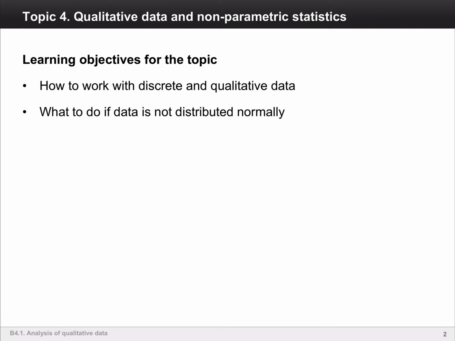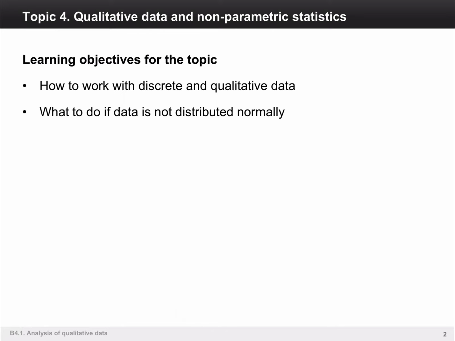The first lecture, which we are going to learn in this learning sequence, is about how to analyze qualitative data and discrete data. So far, we've been working only with quantitative values. Now it's time to talk about qualitative values. Okay, and then the next and last learning sequence in this block will be devoted to analysis of bad data, so to speak.